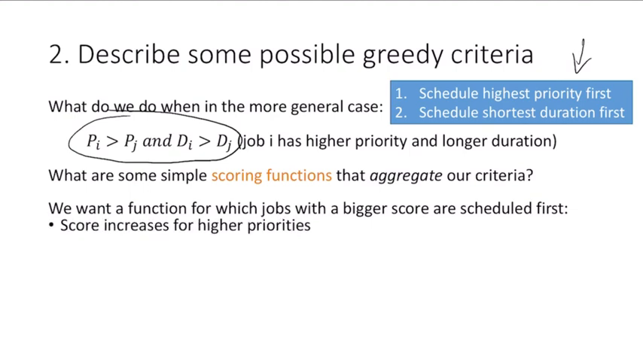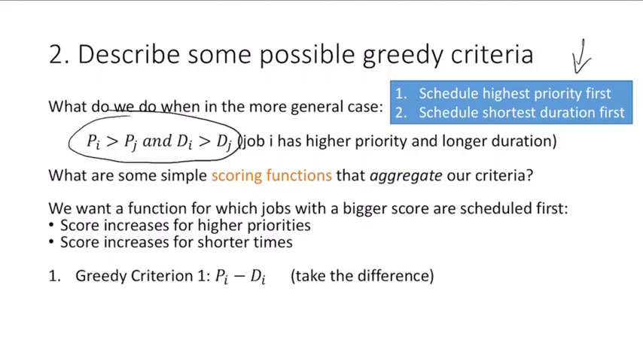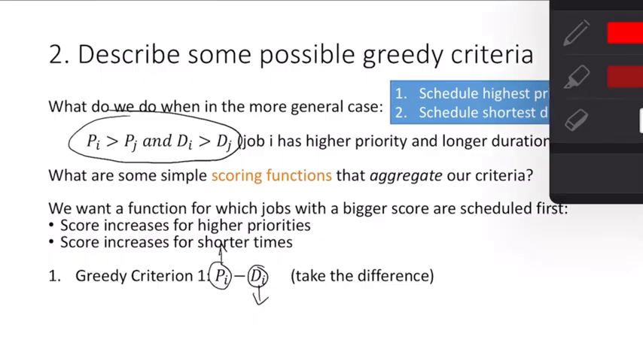Alright, so we want the score to increase for higher priorities, and we want the score to increase for shorter times because we want those jobs to be scheduled first. So here's one possible criteria. We take the difference. If we increase the priority, this number goes up. If we increase the duration, this number will go down. So we have a negative number there. The bigger you make the negative number, the smaller this criteria will get.